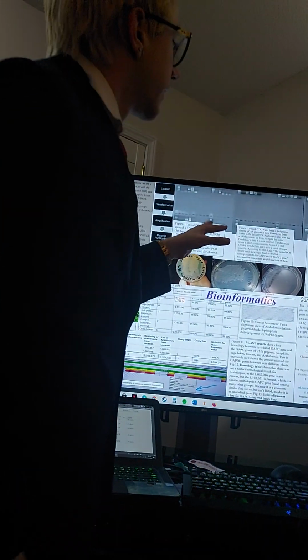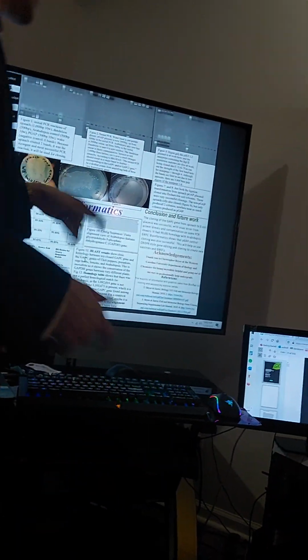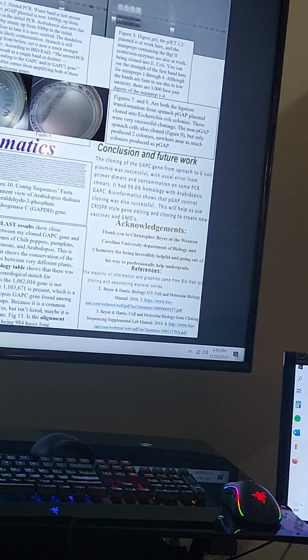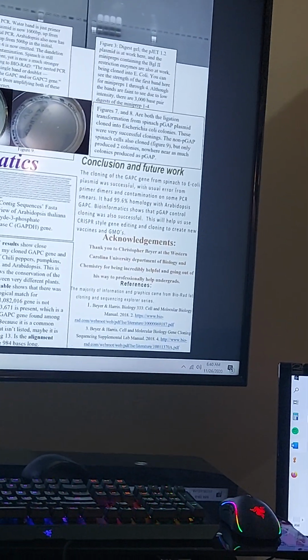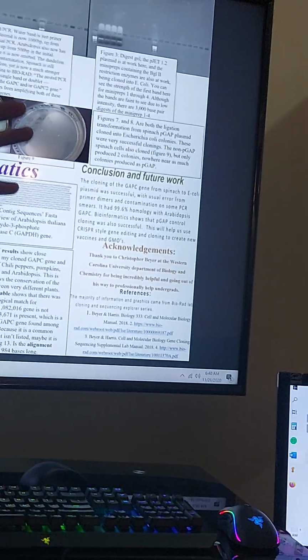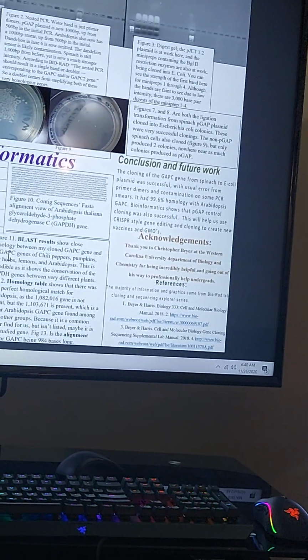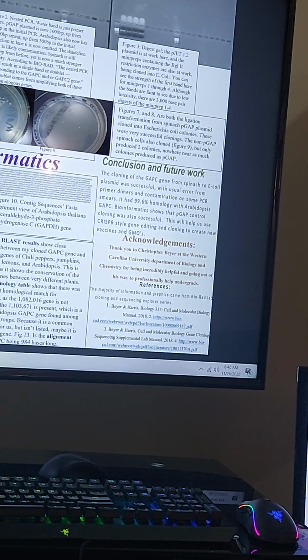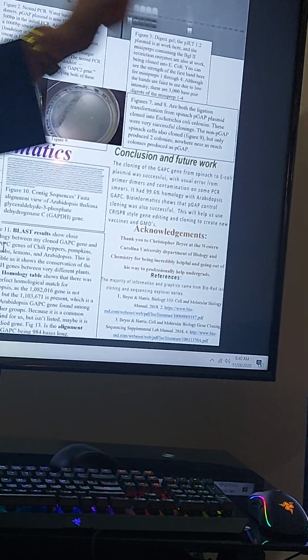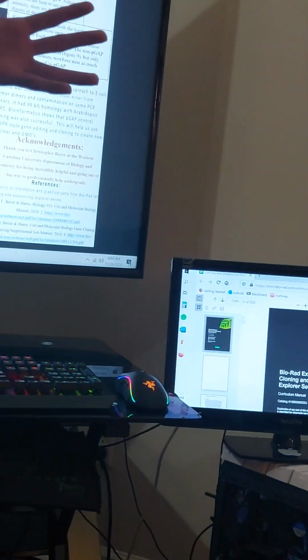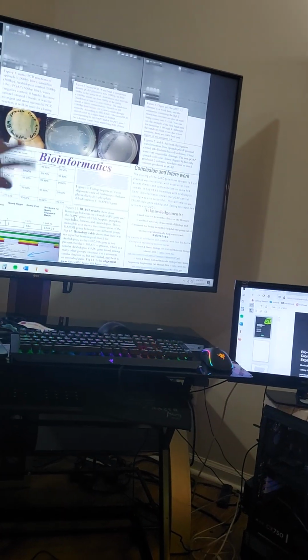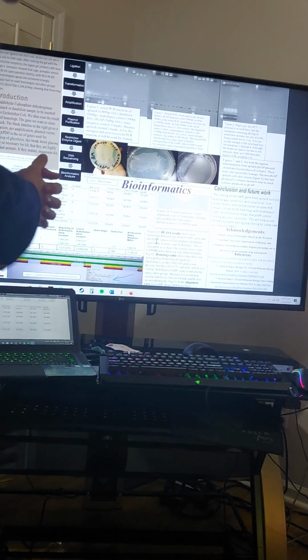So, in the conclusion and future work, the cloning of the GAPC gene from spinach to E. coli plasmid was successful, with just the usual human error from primer-dimer contamination on some PCR smears. But that's fine. It's almost impossible to remove all contamination. But the good thing is the Bio-Rad Genius software can actually cut out all that contamination. That's why I got a 99.8% accuracy. So you can actually use the software to sort of perfect it.